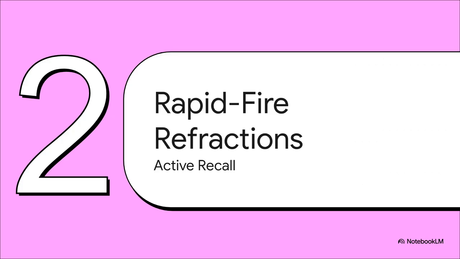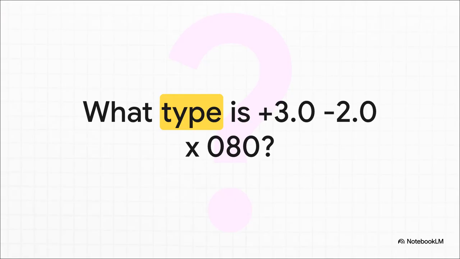Let's move to Section 2, OKAP rapid-fire refractions, active recall. Okay, it is time to put these rules to the test. I'm going to give you a refraction, and I want you to mentally transpose it and diagnose the astigmatism type before I give you the answer. Ready? Here's your first one. A patient walks into your clinic with a prescription of plus 3.0, minus 2.0 at axis 080. What type of astigmatism is this? Take a mental beat here, calculate it in your head.